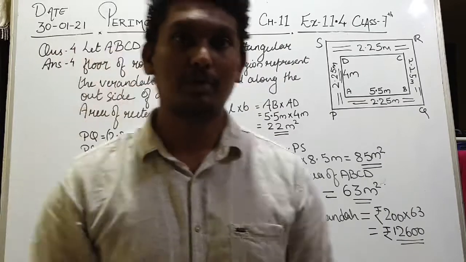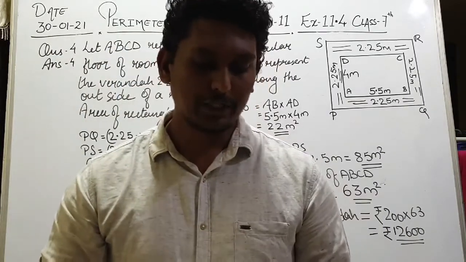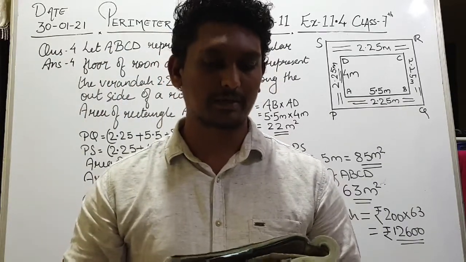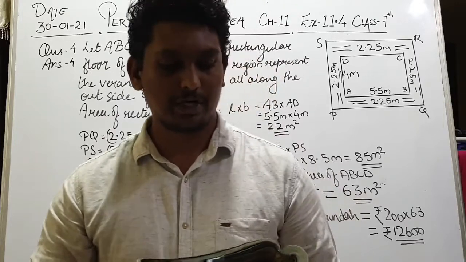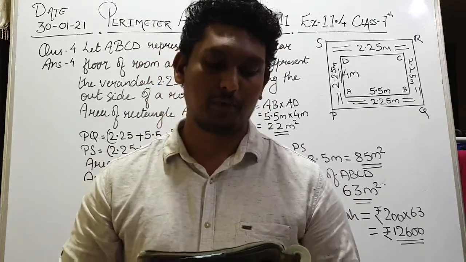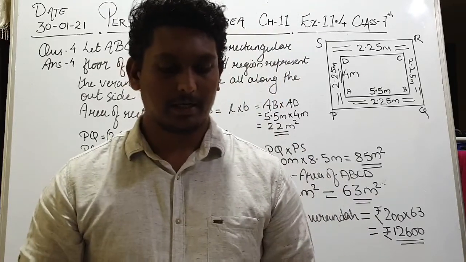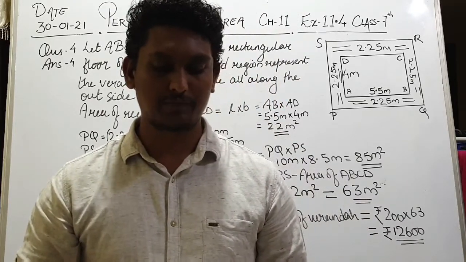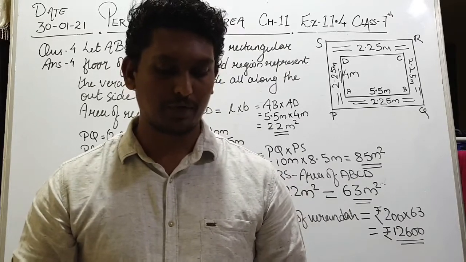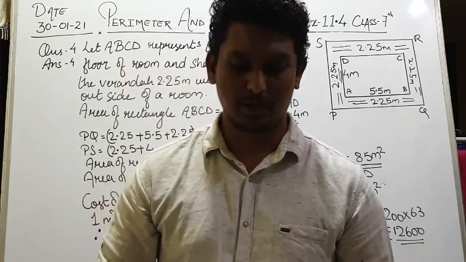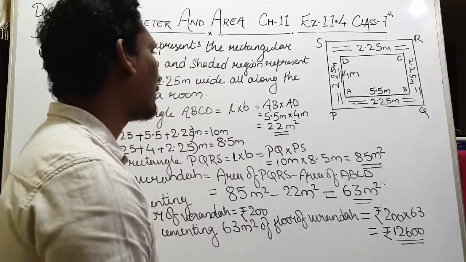Now come to question number 4. So I'm reading the question. A veranda of width 2.25 meter wide is constructed all along outside of a room which is 5.5 meter long and 4 meter wide. Find the area of veranda, the cost of cementing floor of the veranda at the rate of rupees 200. So two things we have to find out here.